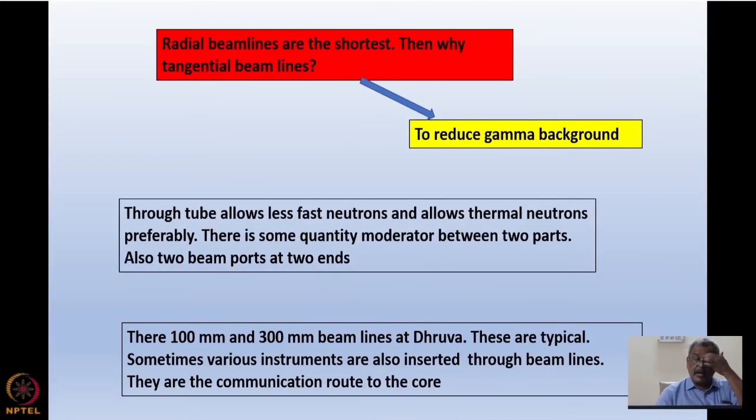So radial beam lines are the shortest. I explained to you why we use tangential beam lines, which reduce gamma rays and fast neutrons. Through tubes allow fewer fast neutrons and allow thermal neutrons preferably. And there is some bit of moderator between the two parts of a through tube, as I showed you in the drawing. In Dhruva, we have 100 millimeter and 300 millimeter beam lines. The 300 millimeter beam lines have a larger diameter because you can allow some insertions through these beam tubes. And for experiments, we use the 100 millimeter beam lines through which the neutrons come out.